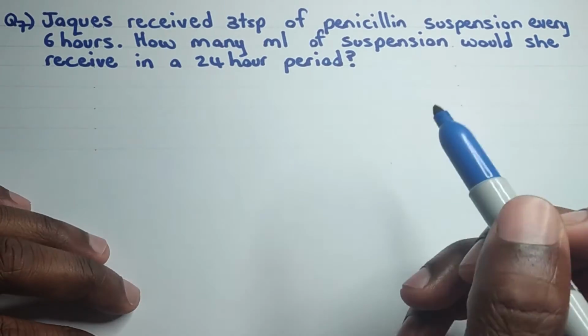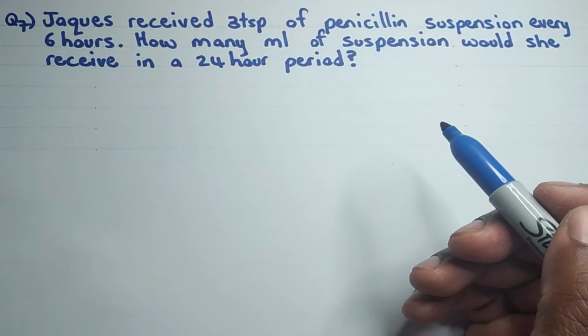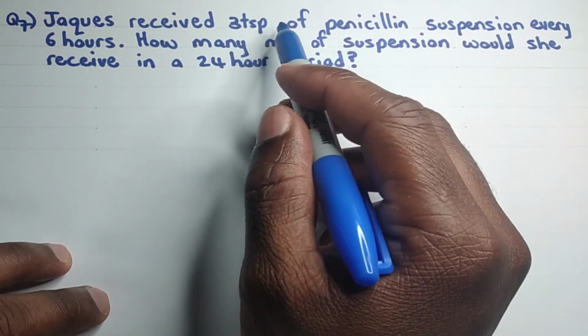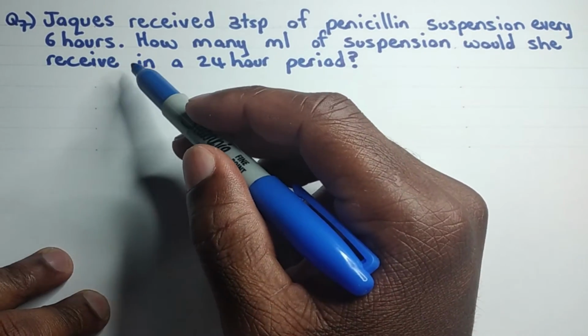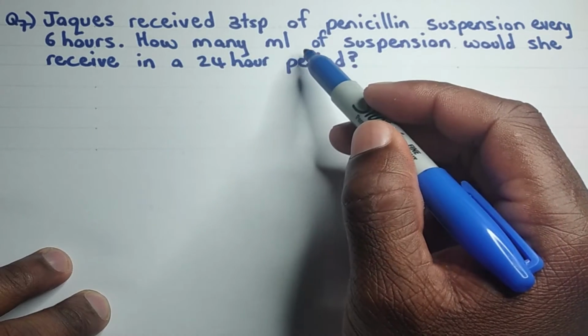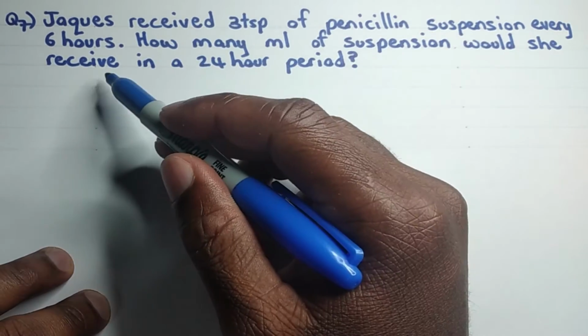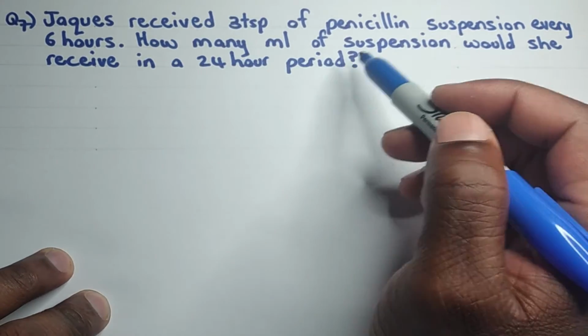All right, so let's look at question 7. Jacqueline received 3 teaspoons of penicillin suspension every 6 hours. How many milliliters of suspension would she receive in a 24-hour period?